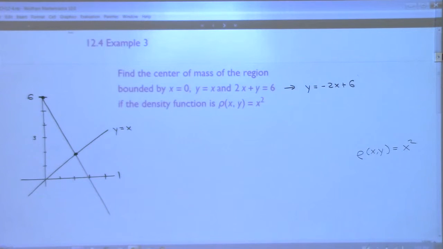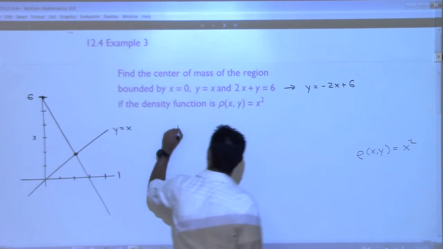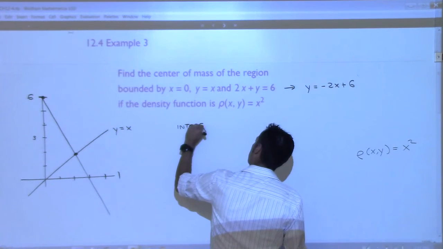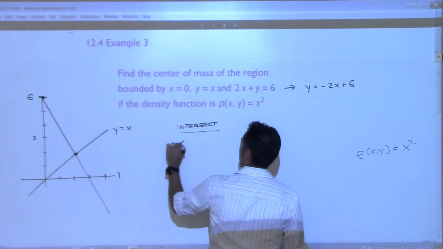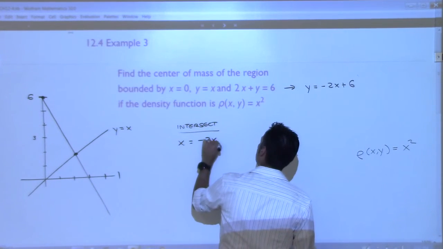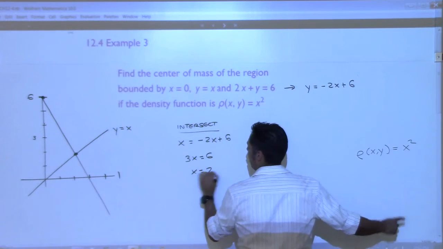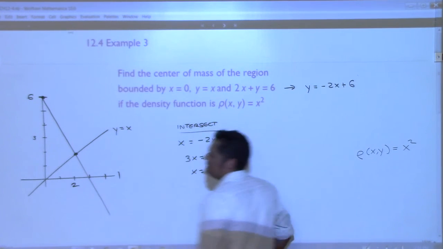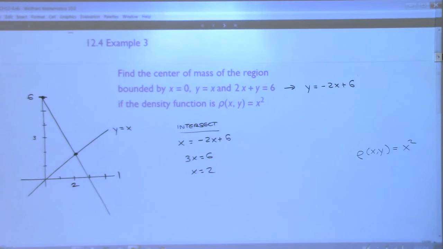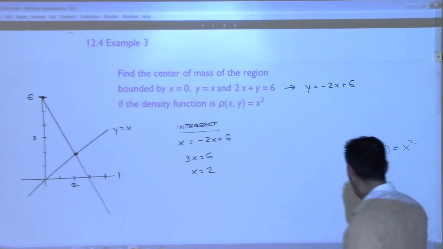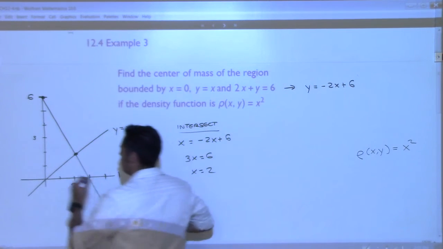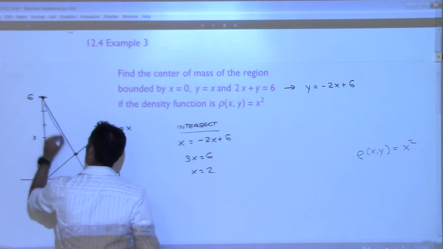I could double check that point of intersection, right, by setting them equal to one another. Where do they intersect? Set x equal to negative 2x plus 6. 3x is 6. I'm going fast because I only have a few minutes. So this is 2 right there. So that is where they hit. And so my region, my lamina, is this piece here.